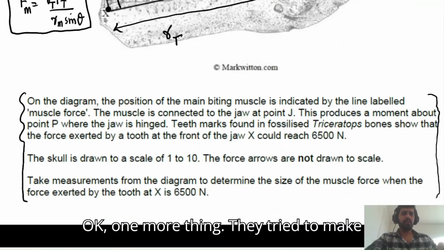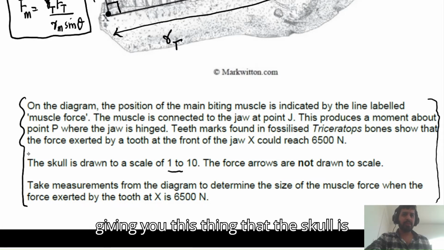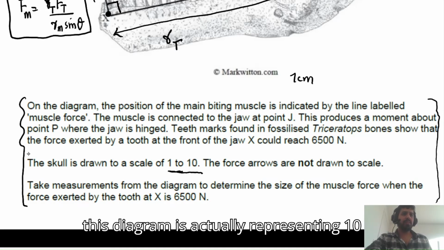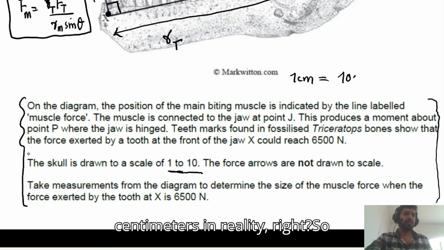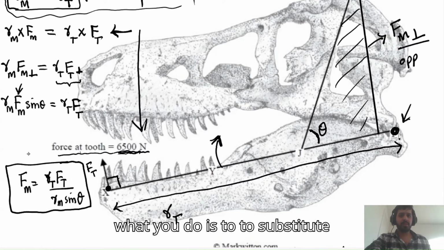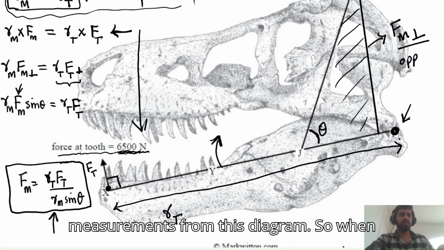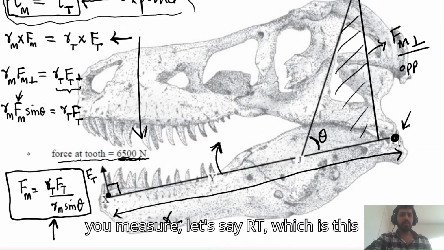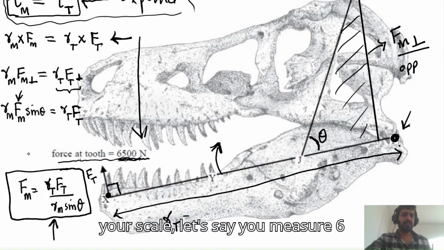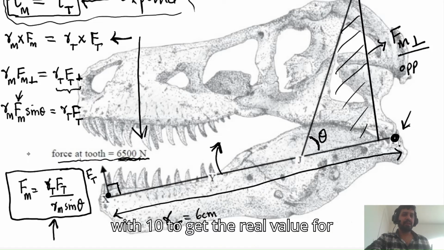Okay, one more thing. They tried to make this question a bit more difficult by giving you this thing, that the skull is drawn to a scale of 1 to 10, which basically means that 1 centimeter in this diagram is actually representing 10 centimeters in reality, right? So what you do is to substitute these numbers, RT, FT, RM, and sine theta. You have to take measurements from this diagram. So when you measure, let's say RT, which is this length, whatever length you measure with your scale, let's say you measure 6 centimeters, so you have to multiply this with 10 to get the real value for RT.